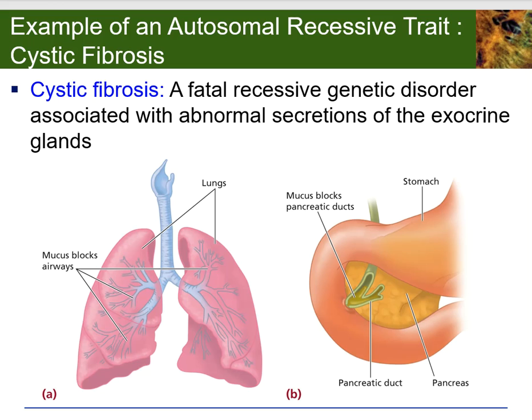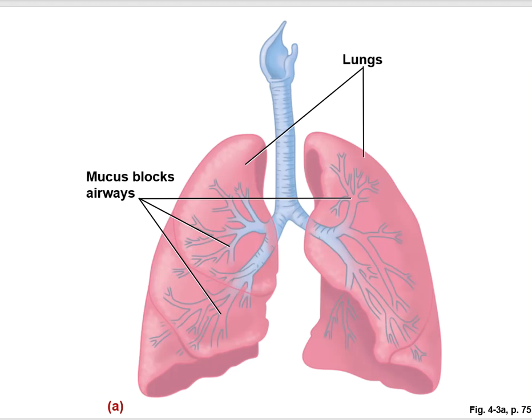Okay, for instance, cystic fibrosis is autosomal recessive. It's a fatal recessive genetic disorder associated with abnormal secretions of the exocrine glands. Organ systems are affected by cystic fibrosis. For instance, cystic fibrosis, I have a hard time saying that, affects both the upper respiratory tract, like the nose and sinuses, and also the lungs. It creates a sticky mucus which clogs the bronchial tubes in the lungs, and it makes breathing difficult.